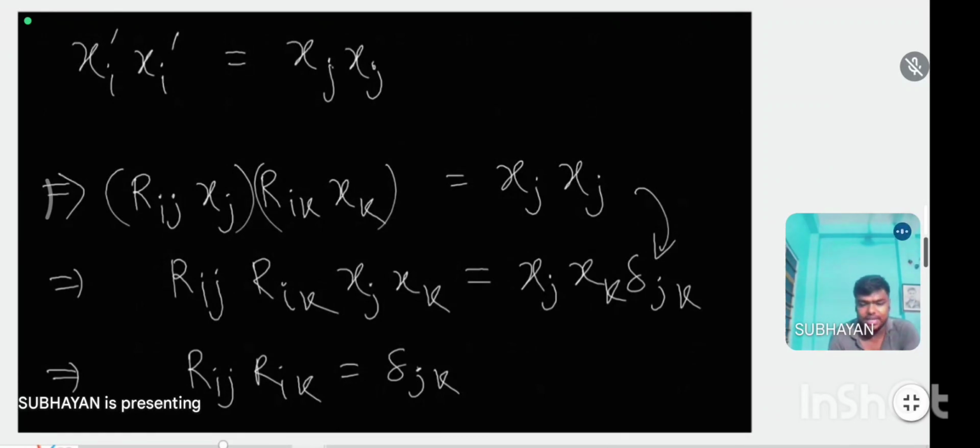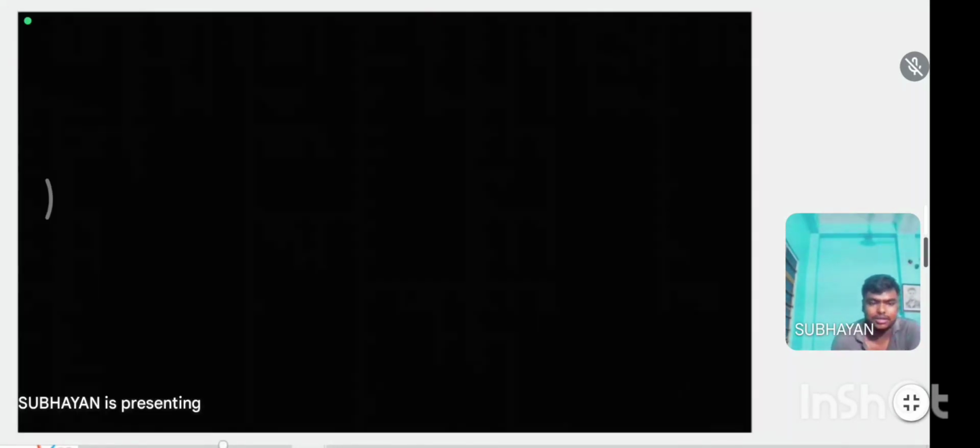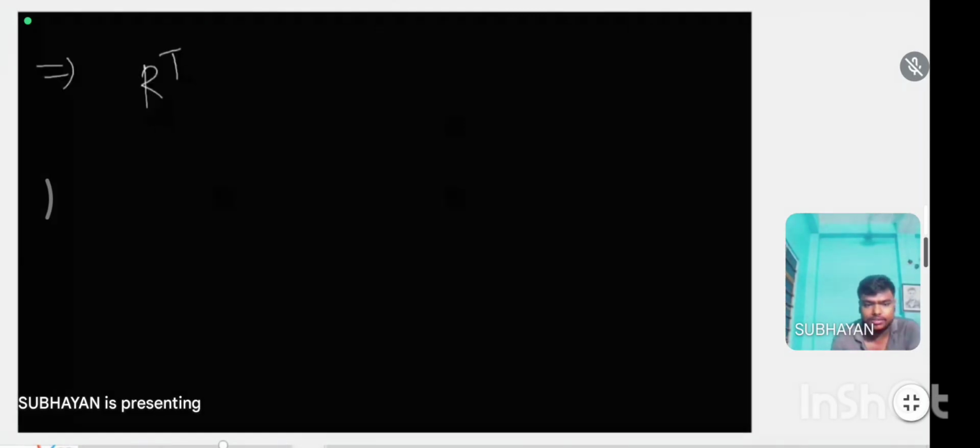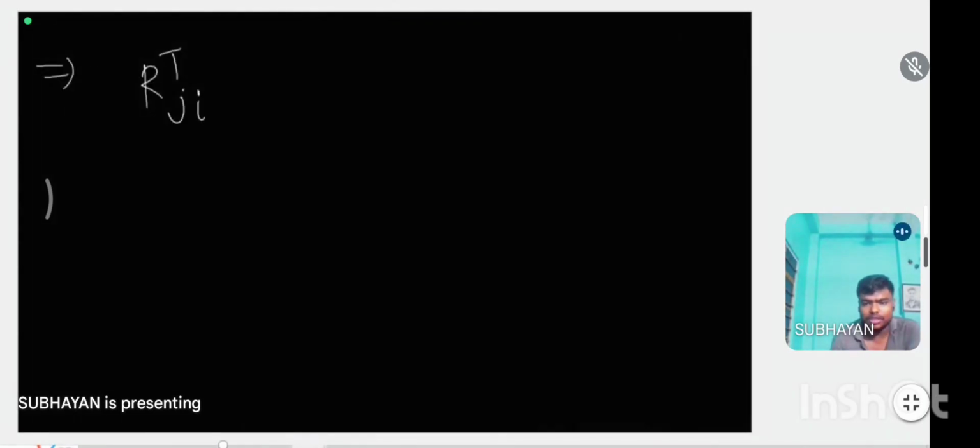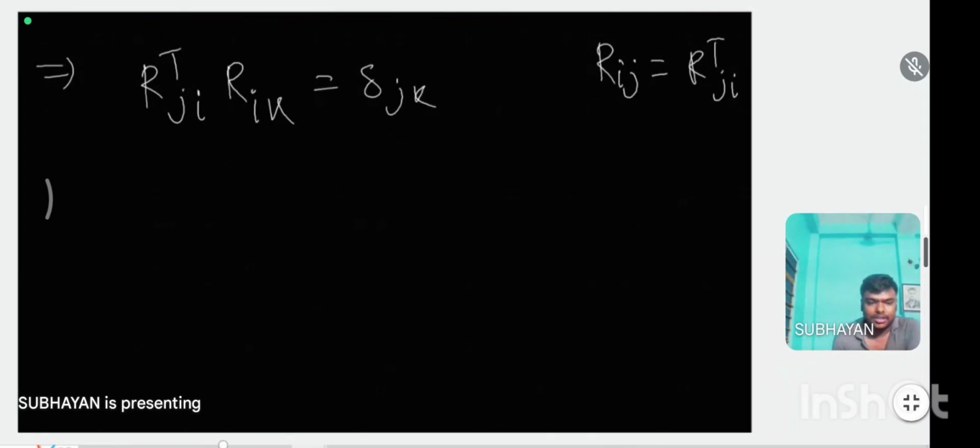So Rij is the ij element of the R matrix, the ij element of the rotational matrix. That's why you can write this as R transpose ji, because Rij equals R transpose of ji. After transpose, the row and column indices will be interchanged. So that's why R transpose jk, Rik is equal to Kronecker delta jk.